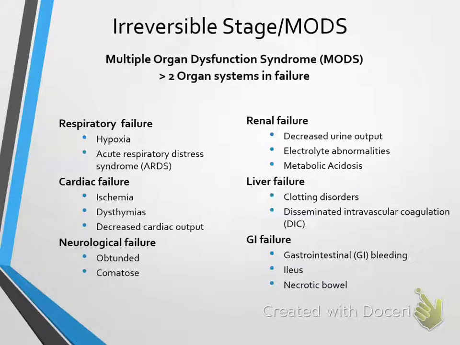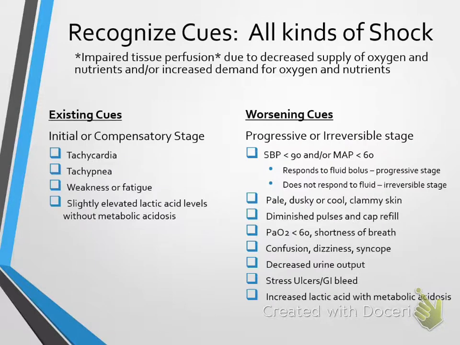So you have a renal failure patient that got fluid overloaded and now has respiratory failure. Are they in MODS? Yes. Do they have a low blood pressure? No. What stage are they in? They are still in progressive. Because, yes, they have decreased urine output. Yes, they've got hypoxia. They're in pulmonary edema. They're in respiratory failure. But they're maintaining their blood pressure. So progressive.